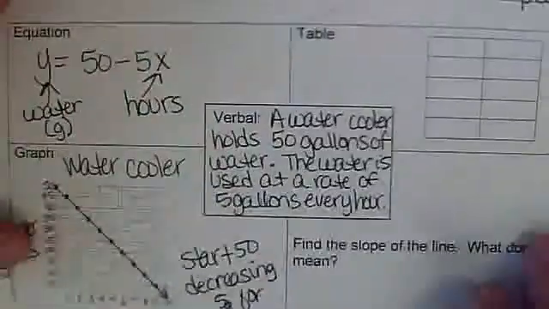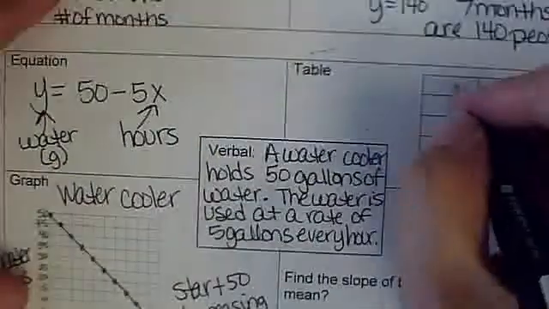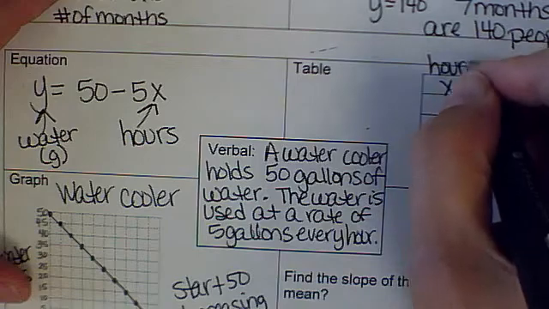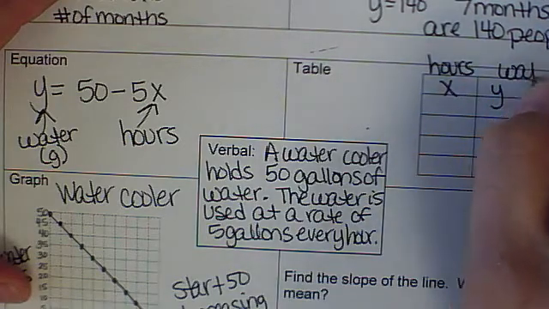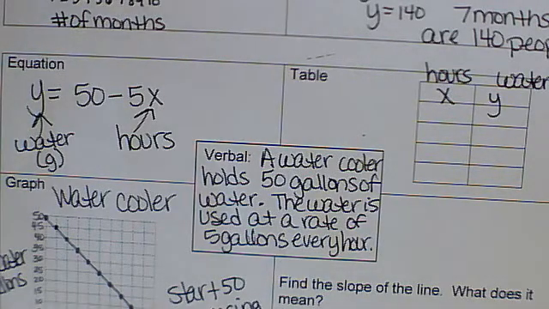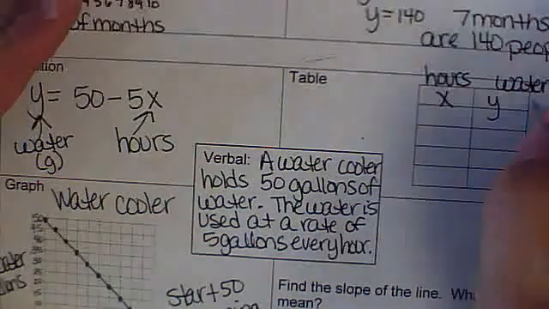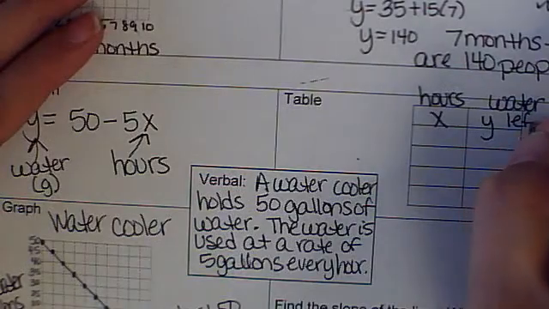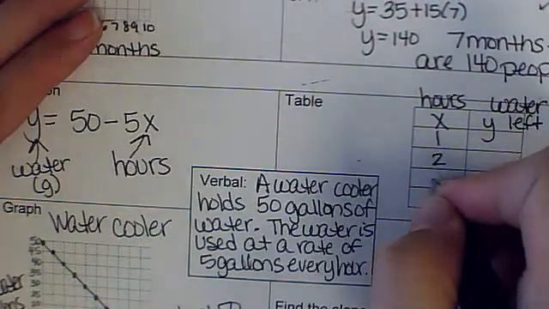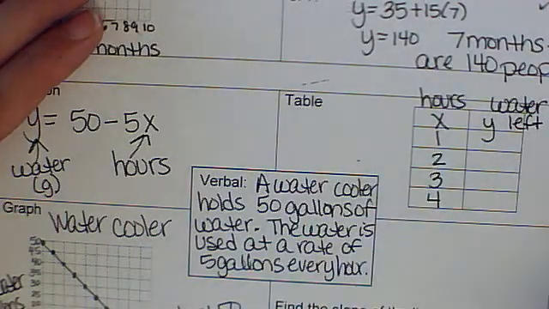Okay. And now we're going to go to our table. It's going to be x and y. Remember, x again is hours. Y is the water. And is that y the water that's in there, or the water that's left in there, or is it the water that's being used? If you think about that, that's the water that's left in there. Okay? So after 1 hour, after 2 hours, after 3 hours, after 4 hours.